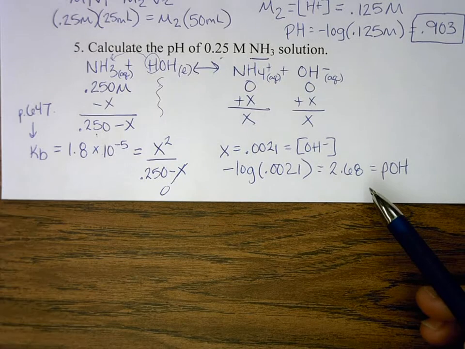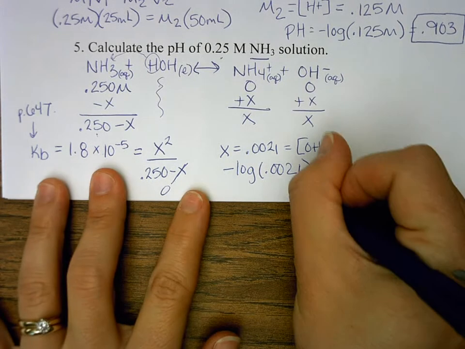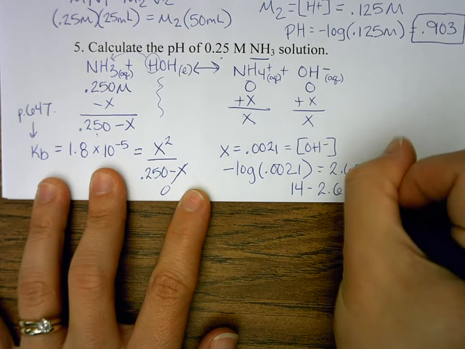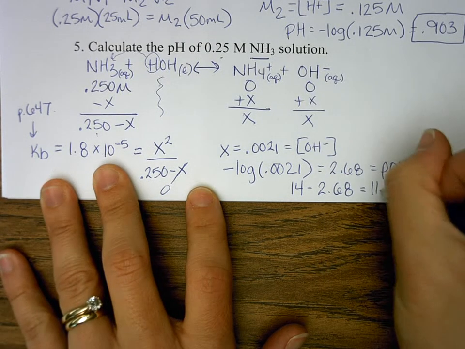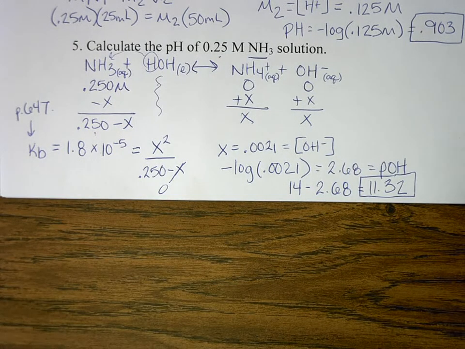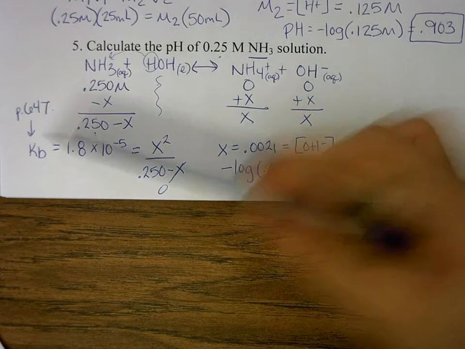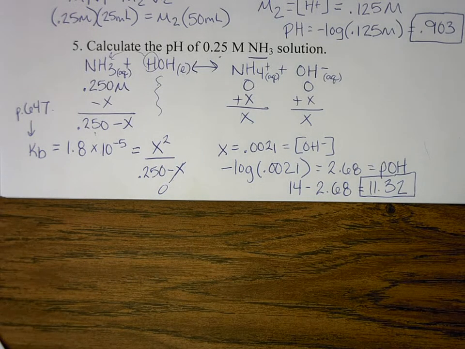What can I do with the pOH number to get pH? Subtract it from 14. So 14 minus 2.68 equals 11.32. That's the pH, which makes sense because this is a base, so you should have a basic pH value. Questions there? Same kind of deal, just using a Kb value instead of a Ka. Different kind of setup of the dissociation that's taking place. It's the water that dissociates here.